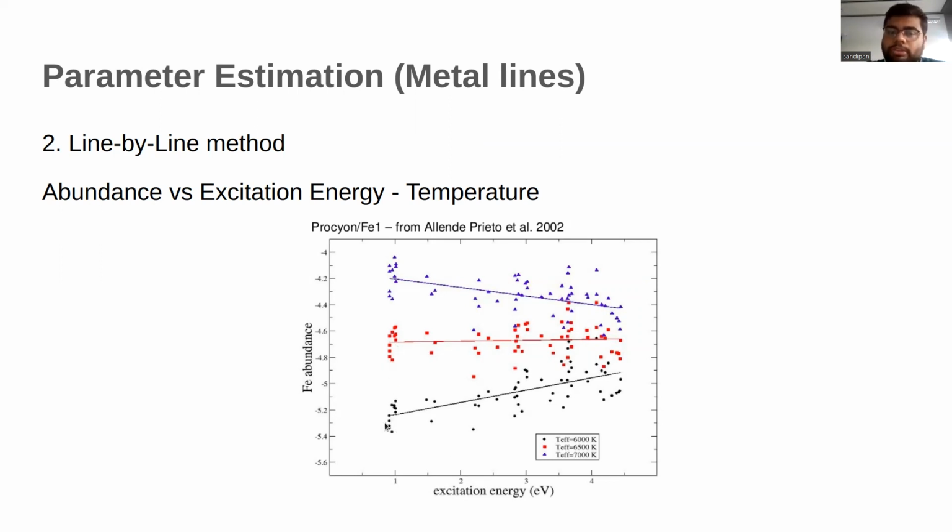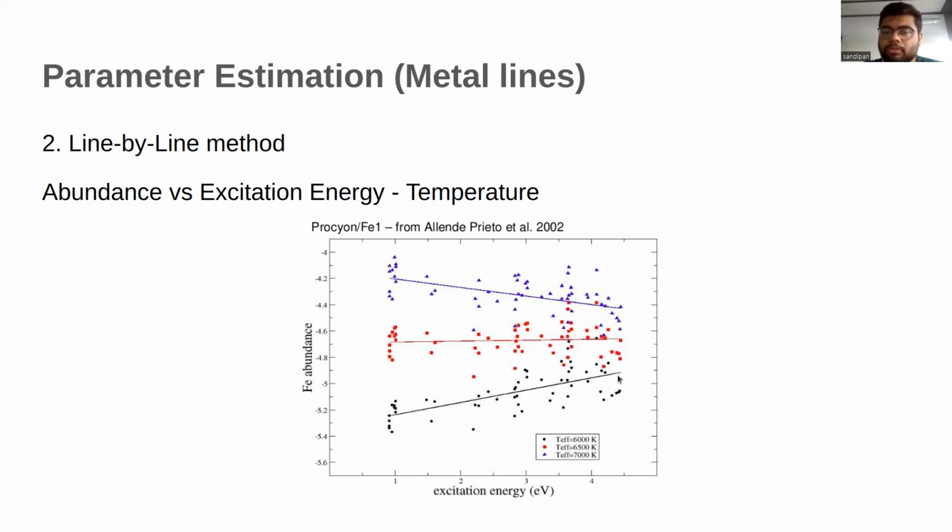The line will have more strength. And to compensate for that strength, the abundance will get lower. And if the excitation energy is high, the transition strength will be low. And to compensate for that, the iron abundance will get high. So you will get this positive slope if you have a low temperature estimate.